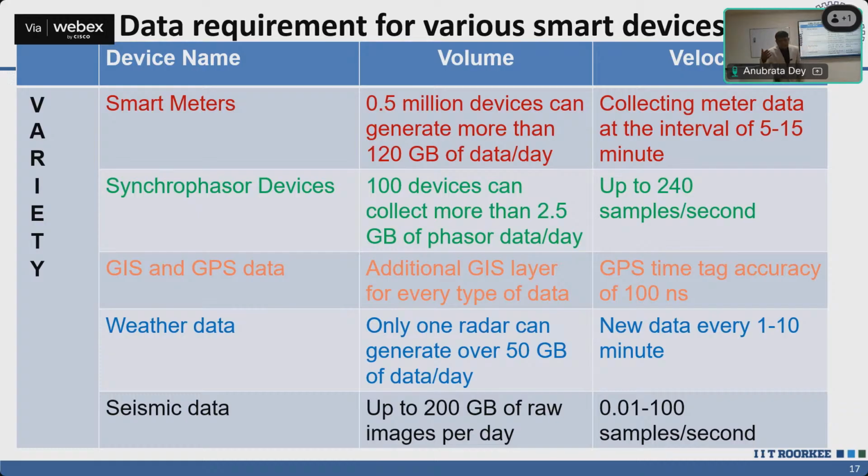Now think: every day, if I have more than 1500 PMUs, how much data are they going to generate? If I have meters, of course, this is a very small number in our country. We have many more meters, in terms of millions or maybe billions. So how much data are they going to generate, and how are we going to handle that data?